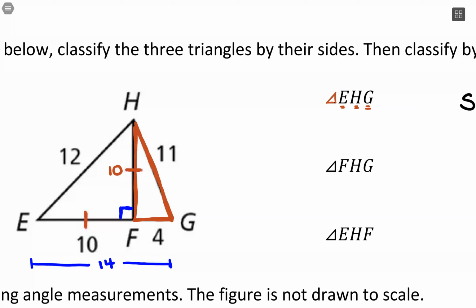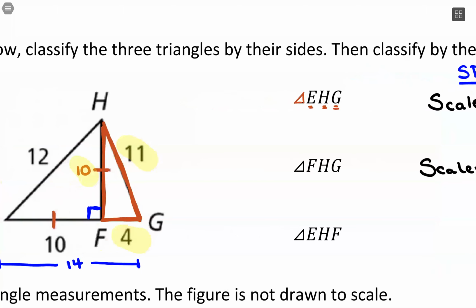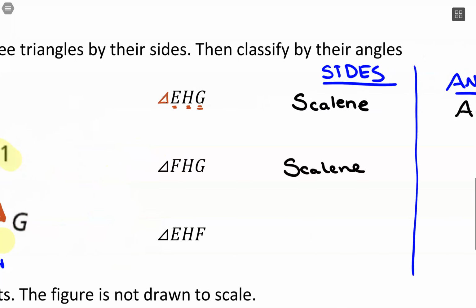In terms of side lengths, my side lengths are 4, 10, and 11. Those are all completely different, so that would be scalene. In terms of angle measurements, I have an acute angle there, and for the angle at F, maybe you can visually see this: we have this straight angle, and then 90 degrees taken up, and if there's 90 degrees on one side, there's 90 degrees on the other side as well. So this right here is going to be a right triangle.